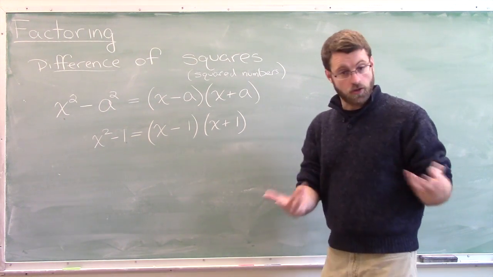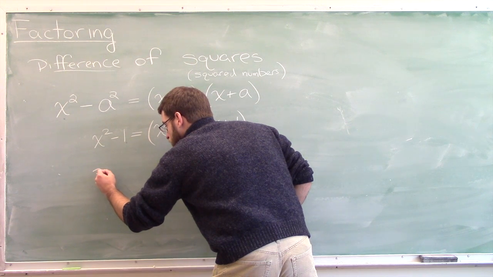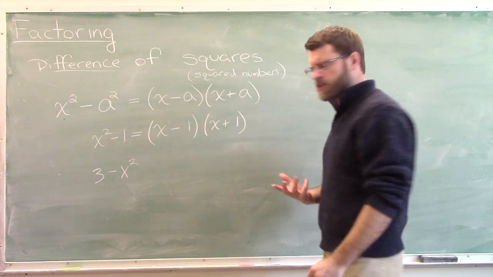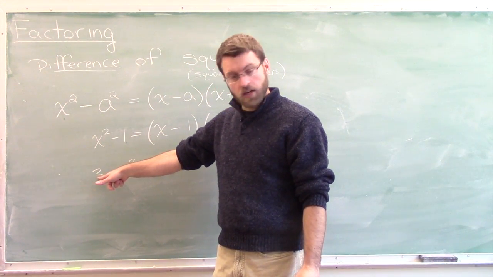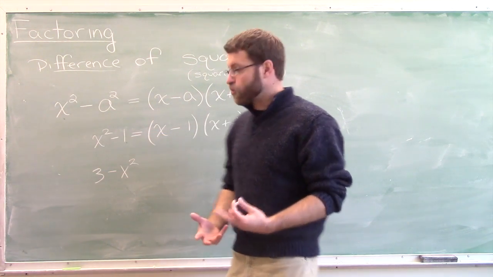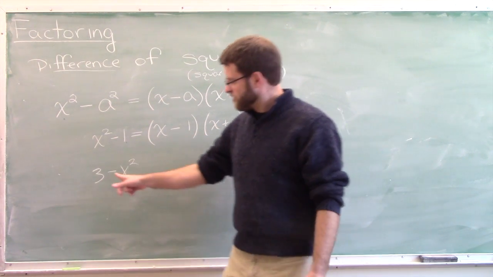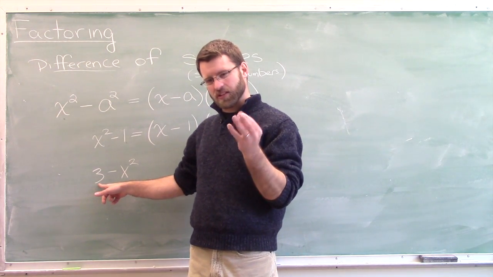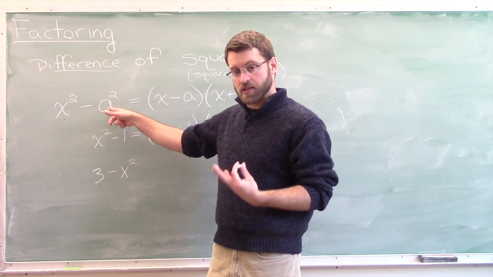Okay. Another example would be 3 minus x squared. This one's a little bit trickier because I've put in the number 3. We don't usually think of 3 as being a perfect square. So in order to use this pattern, I have to think about this number in the right way. I actually need to introduce something to make it a little bit messier so that I can think of it as being something squared.